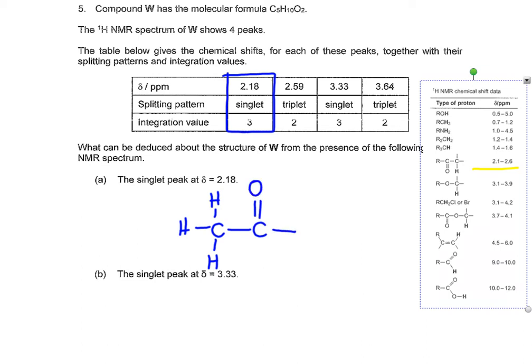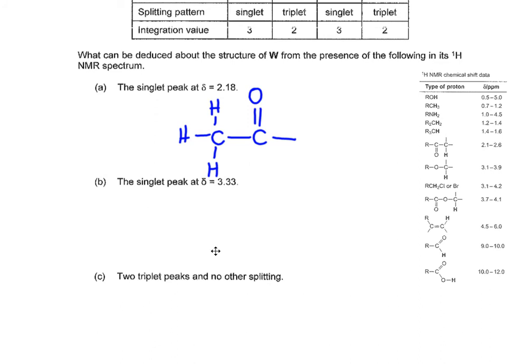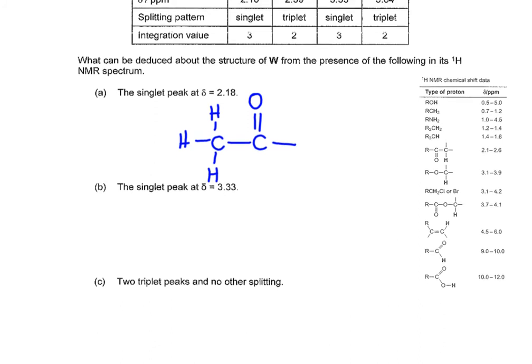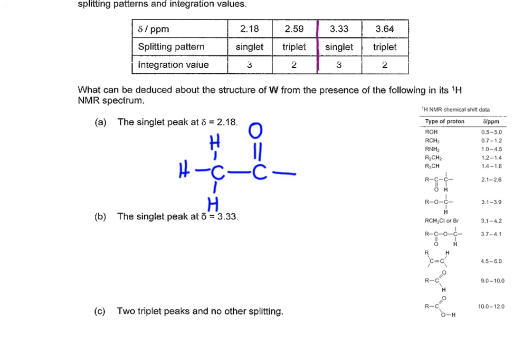Next, we're looking at the peak at 3.33. Again, it's a singlet. Again, it's a CH3. But the chemical shift this time suggests that next door to the carbon, again, it's a singlet, so those hydrogens have no neighbours, looks like we've got an oxygen.